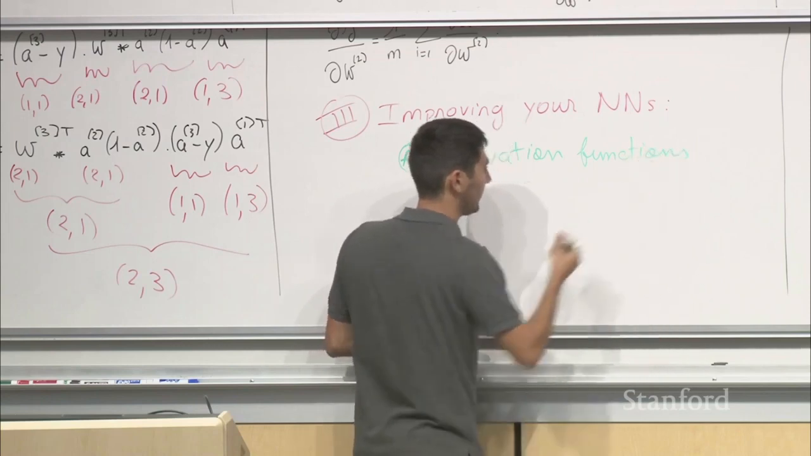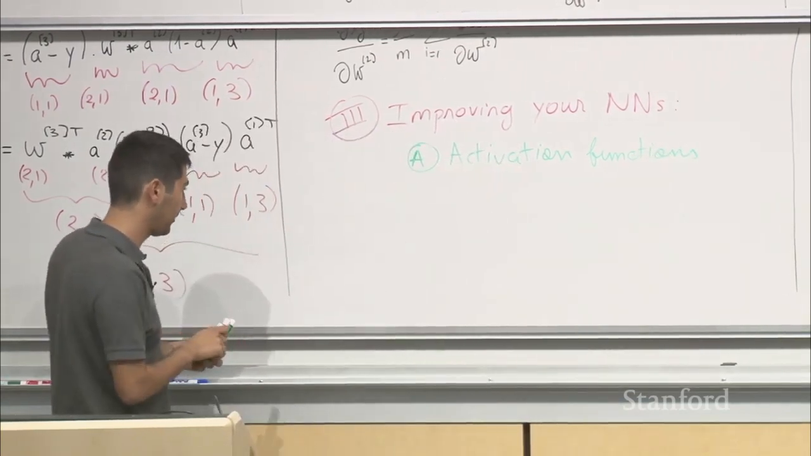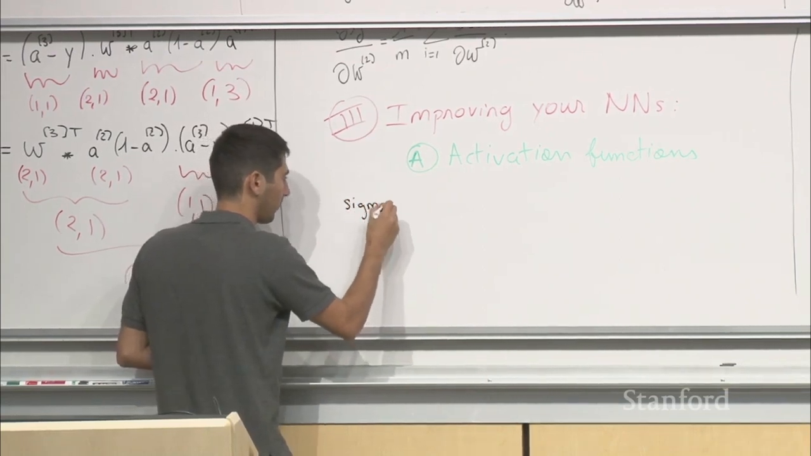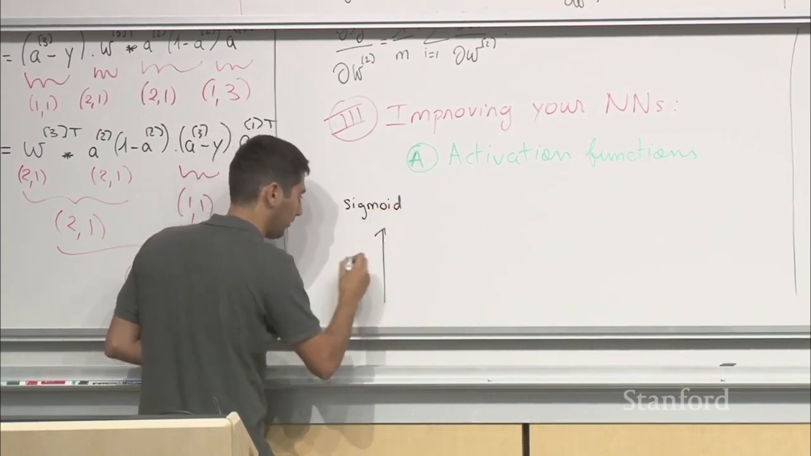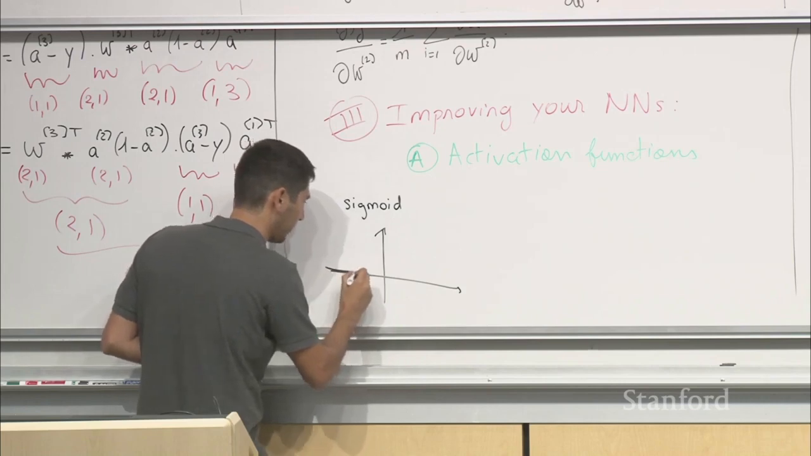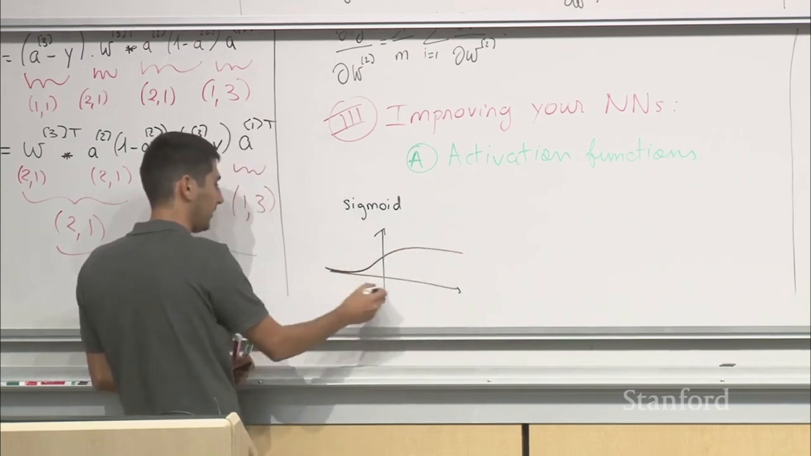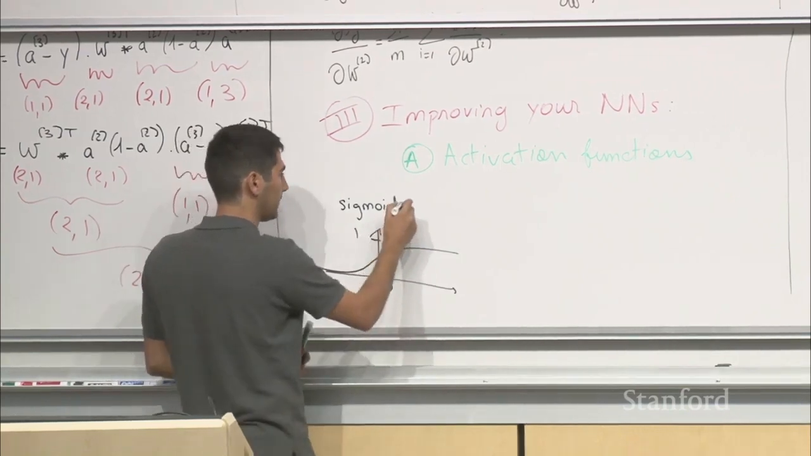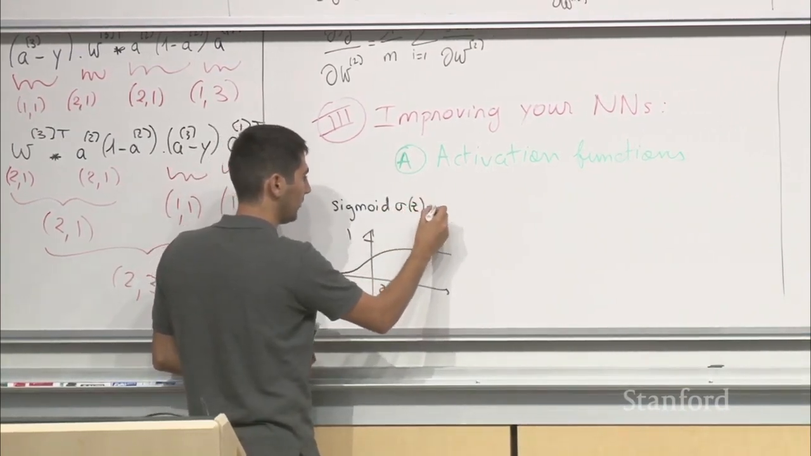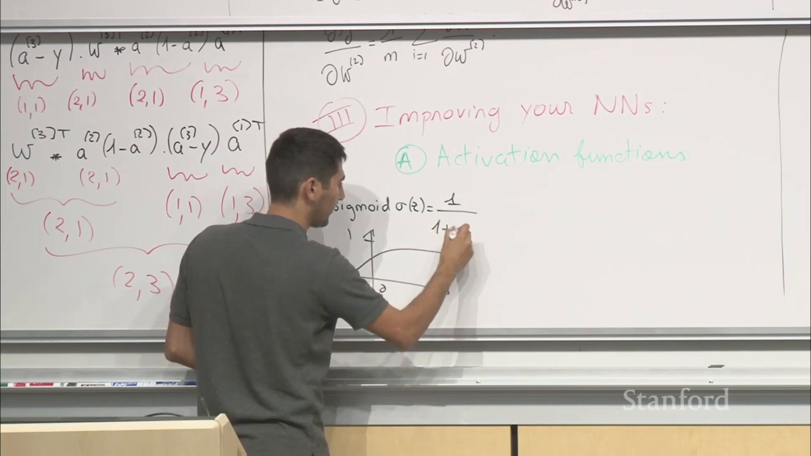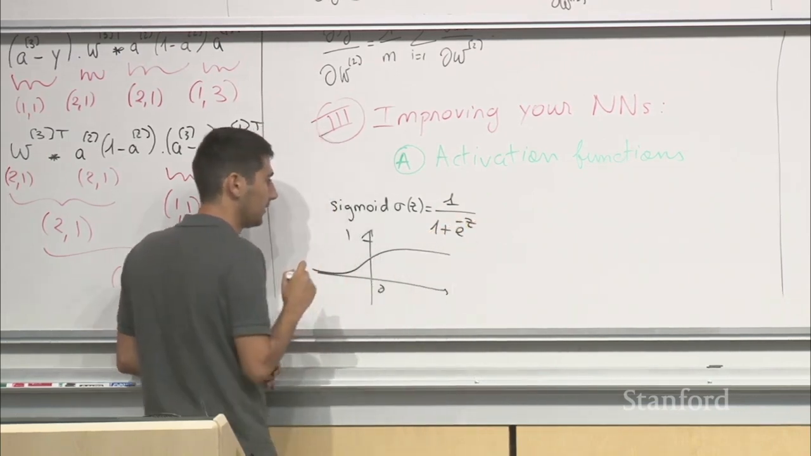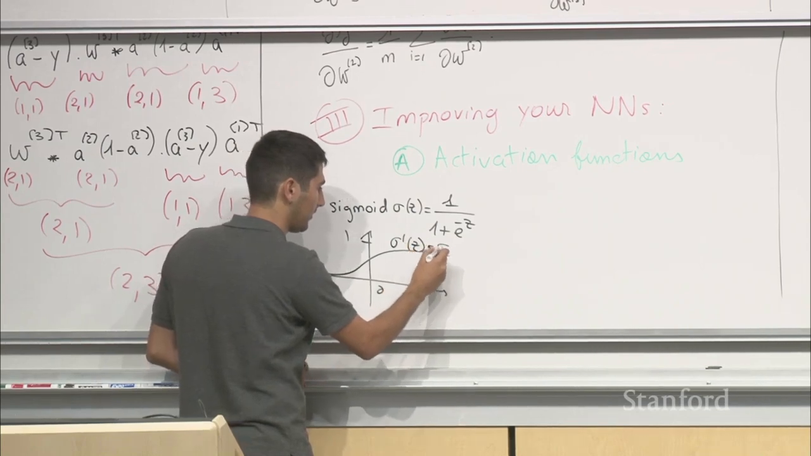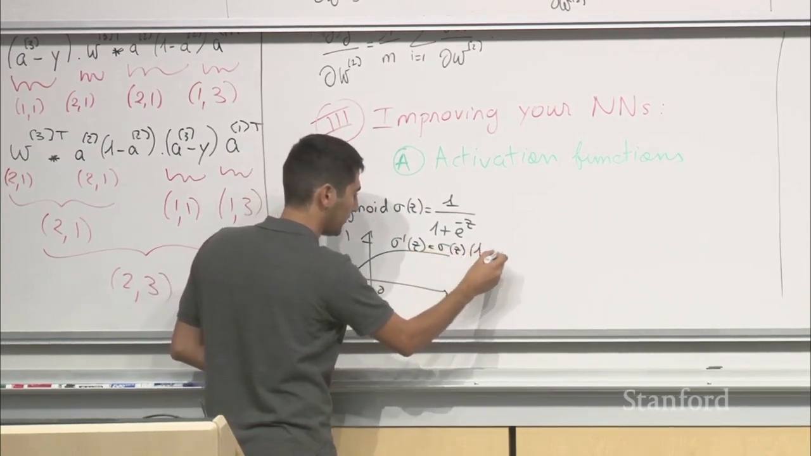So together, we've seen one activation function, which was sigmoid. And we remember the graph of sigmoid is getting a number between minus infinity and plus infinity and casting it between 0 and 1. And we know that the formula is sigmoid of z equals 1 over 1 plus exponential minus z. We also know that the derivative of sigmoid is sigmoid of z times 1 minus sigmoid of z.